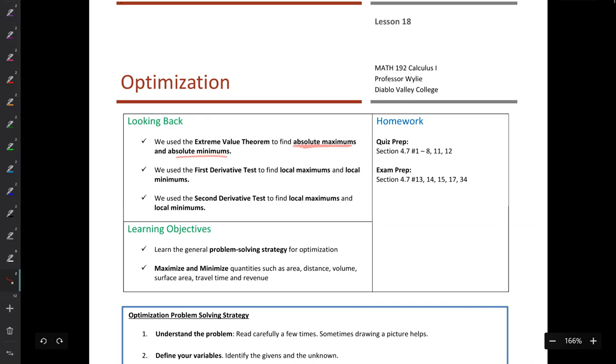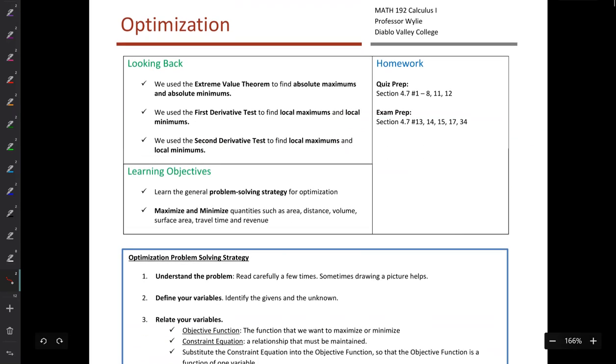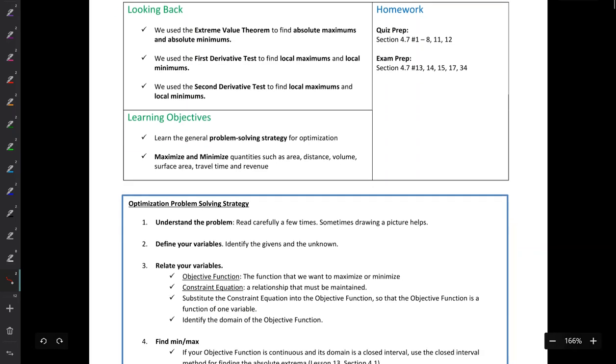minimum y value. We also learned the first derivative test for finding local maxes and mins, and the second derivative test is an alternative test for the same thing, finding local maxes and mins. The objectives for this lesson are to learn the general problem-solving strategy for optimization and then use it to maximize and minimize quantities such as area, distance, volume, surface area, time travel, revenue, etc.